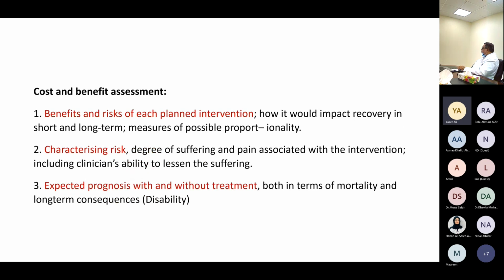Cost and benefit assessment covers the benefits and risks of each planned intervention. Second, characterizing risk: the degree of suffering and pain associated with the intervention, including the ability to lessen the suffering. Then the expected prognosis with and without treatment, including mortality and long-term consequences.